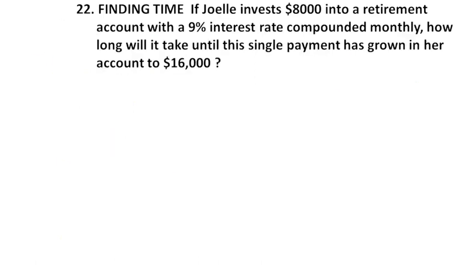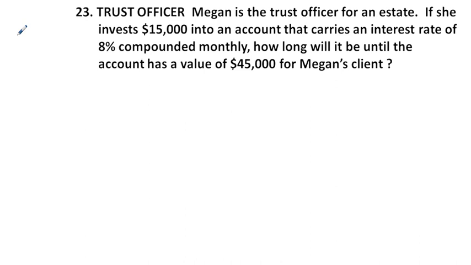Let's go on to the next odd in our problem, which is 23. Megan is the trust officer for the state. If she invests $15,000 in an account that carries an interest rate of 8% compounded monthly, how long will it be until the account is valued at $45,000 for Megan's client?